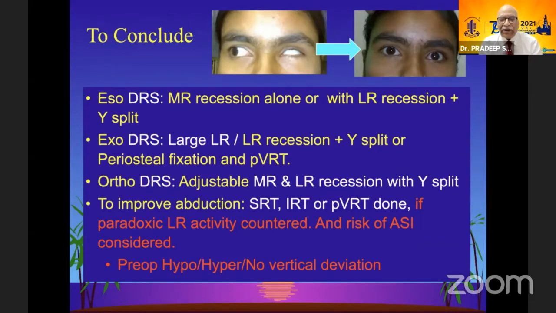So just to conclude, in the Exo-DRS cases, we will do an MR recession, minimal as required by FDT, and add LR recession Y-split if there is a co-contraction which is severe. In Eso-DRS cases, we do an LR recession or an LR recession with Y-split or a periosteal fixation, depending upon the normal LR activity being there.